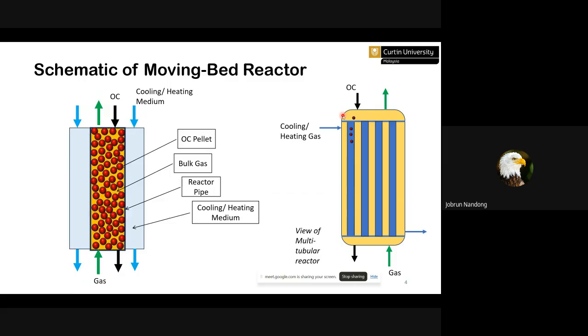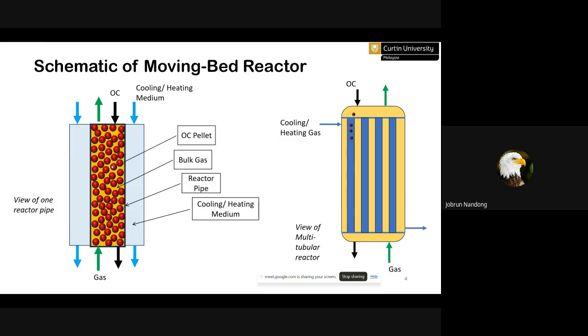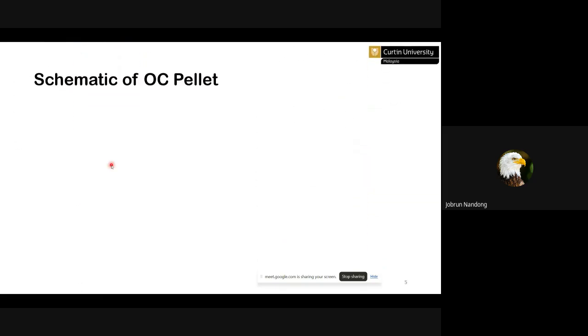So what we see here is the view for only one pipe. We take one pipe here, and then we can see this view. Now we look further into one oxygen carrier pellet.